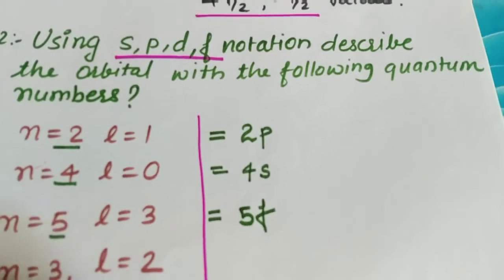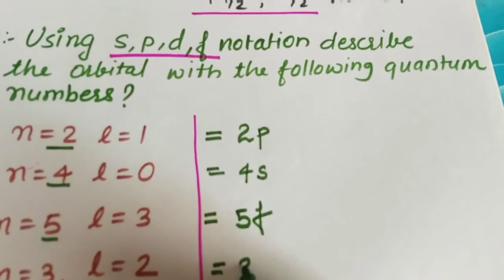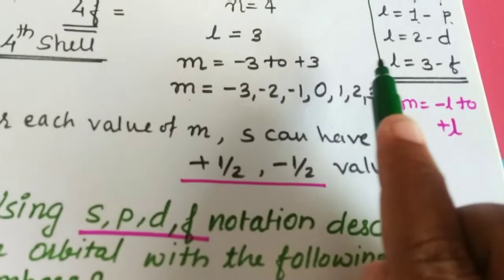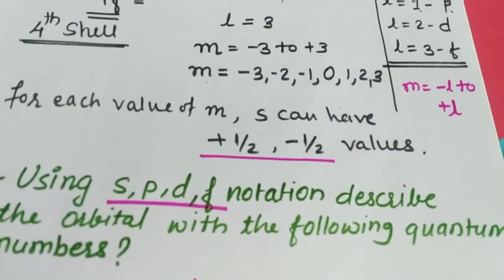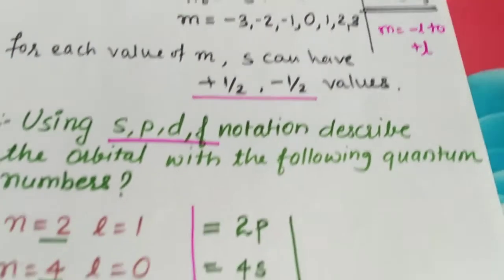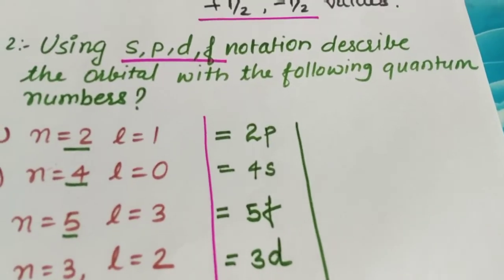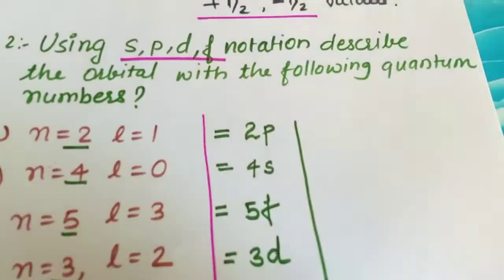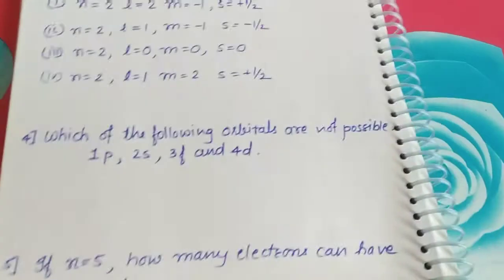And next is n is equal to 3, l is equal to 2. n is equal to 3, that's why I'll write 3. Let's see the value of l, which is 2. 2 stands for d notation, so it would be 3d. So students, in this way we can solve the questions of quantum numbers. This question can be asked in a descriptive manner, or it can be asked as an MCQ-based question. Now let me tell you a few more questions.